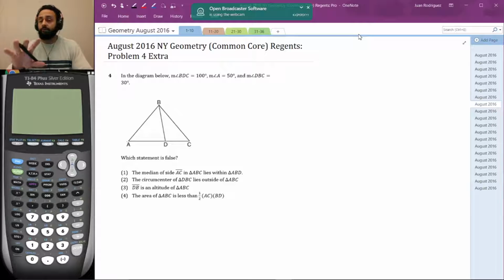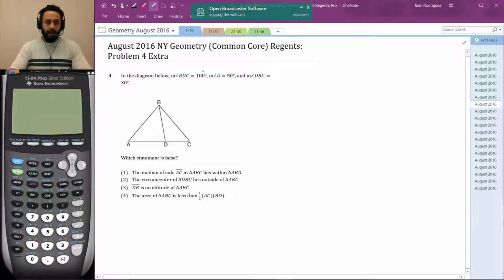Listen, it's a tough problem. Keep trying at it, though. There's got to be something you could say about the problem that'll help you with the answer. So I'm going to start by labeling measures. And if that's enough of a hint for you, then I recommend that you do pause now, especially, and try the rest of the problem on your own. Okay, 50 and measure of angle DBC is 30.